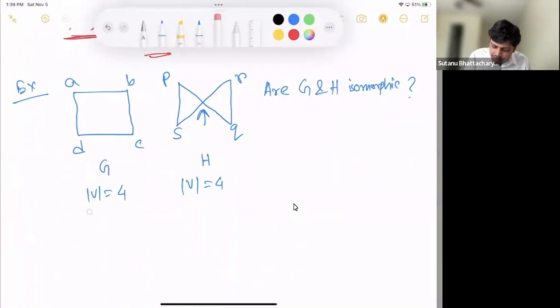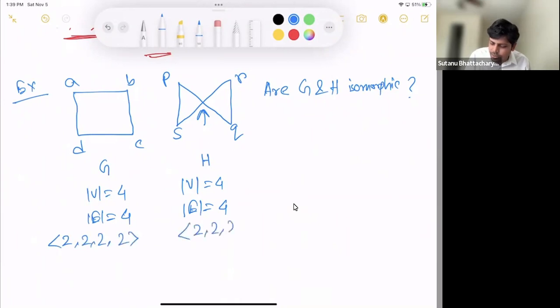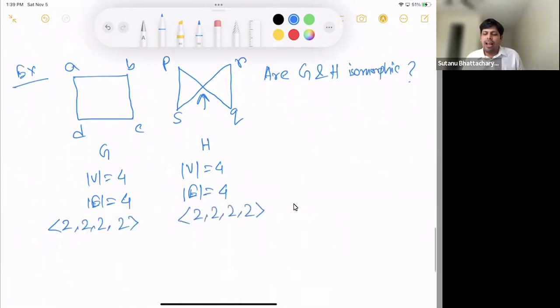So don't think there is a vertex there. And the number of edges is 4. Here also the number of edges is 4, and the degree sequence is 2, 2, 2, 2. Here also the degree sequence is 2, 2, 2, 2. So according to those 3 conditions, it looks like they are isomorphic.